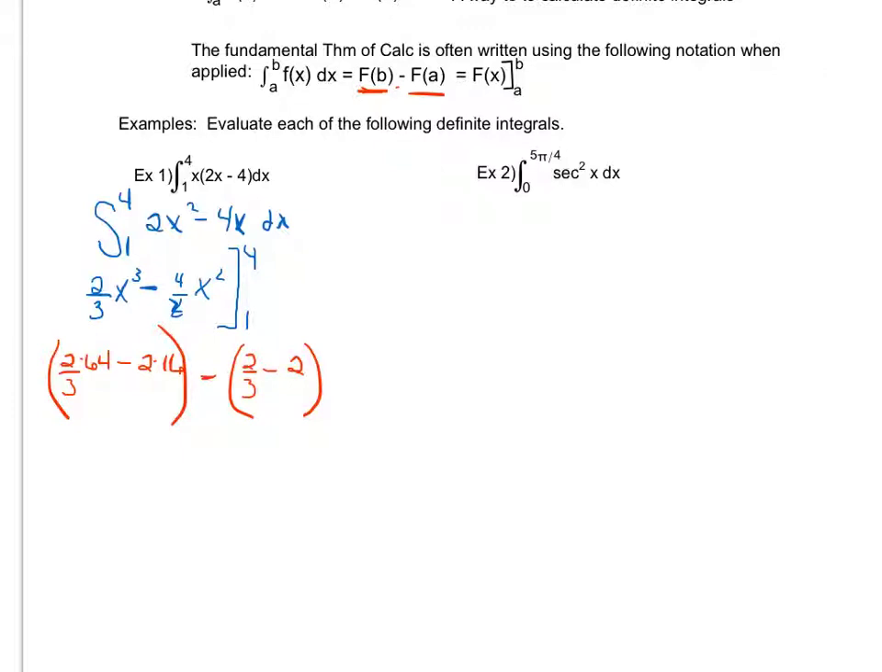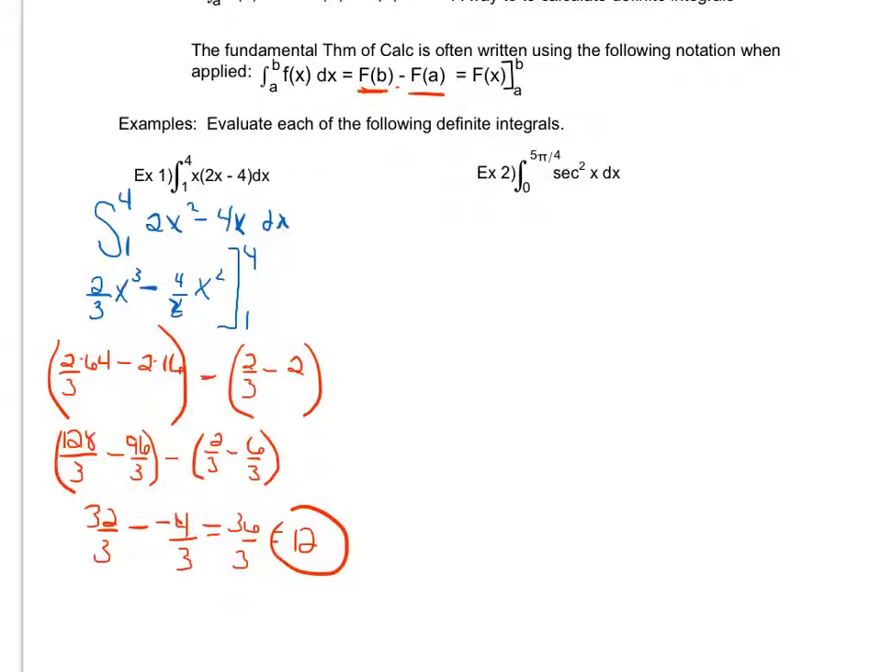And going ahead and doing my math, I have 2 times 64 is 128 over 3. And 2 times 16 is 32, times 3 is going to be 96 over 3, getting that common denominator. Minus 2 over 3 minus, again, getting my common denominator, that's going to give me 32 over 3 minus a negative 4 over 3. Which ends up being 36 over 3, which is just 12.